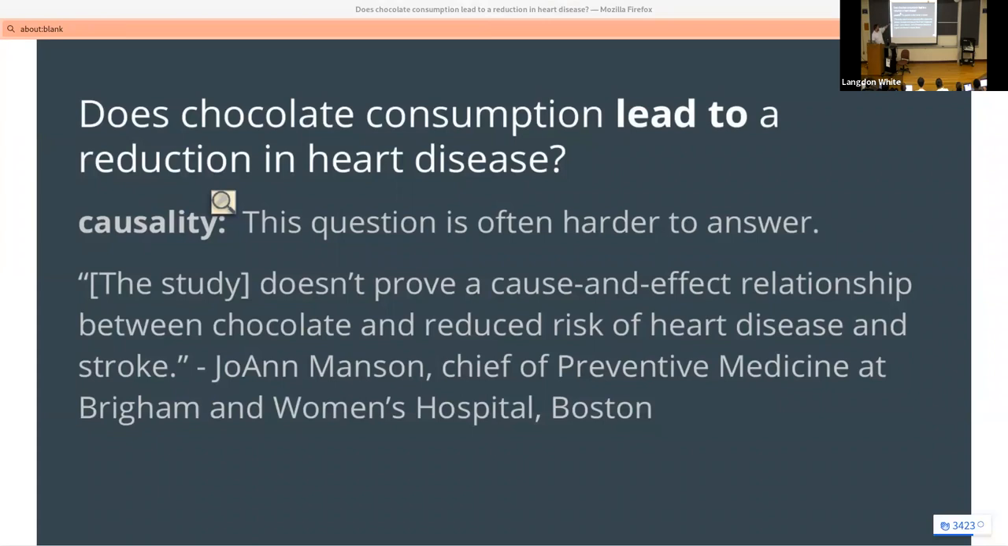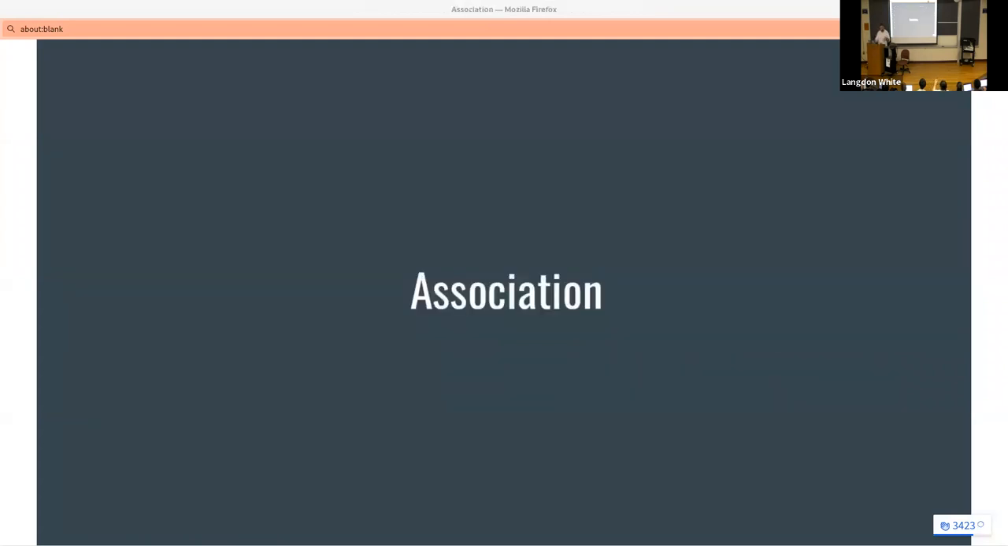Okay, so causality. This is kind of the answer to that prior question. The author here, JoAnn Manson, says it does not prove a cause and effect relationship between chocolate and reduced risk of heart disease and stroke. And then if you read the rest of the article, you see why, right? Maybe not the best example in the entire world.